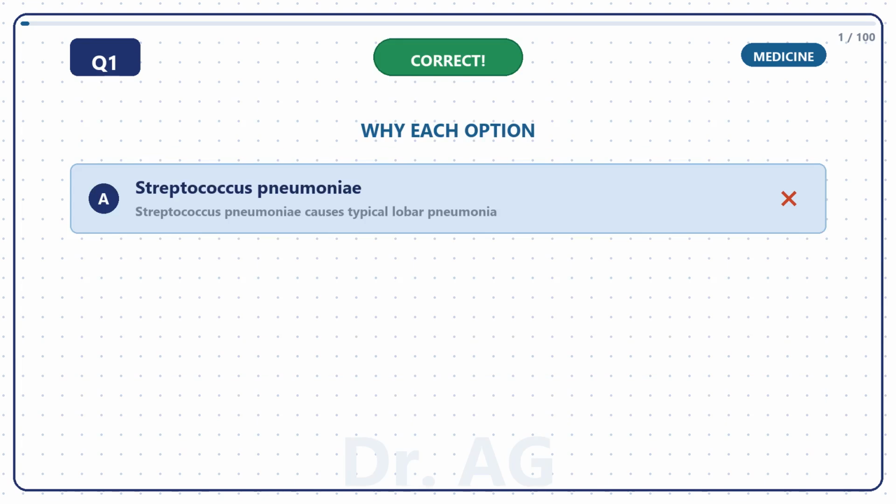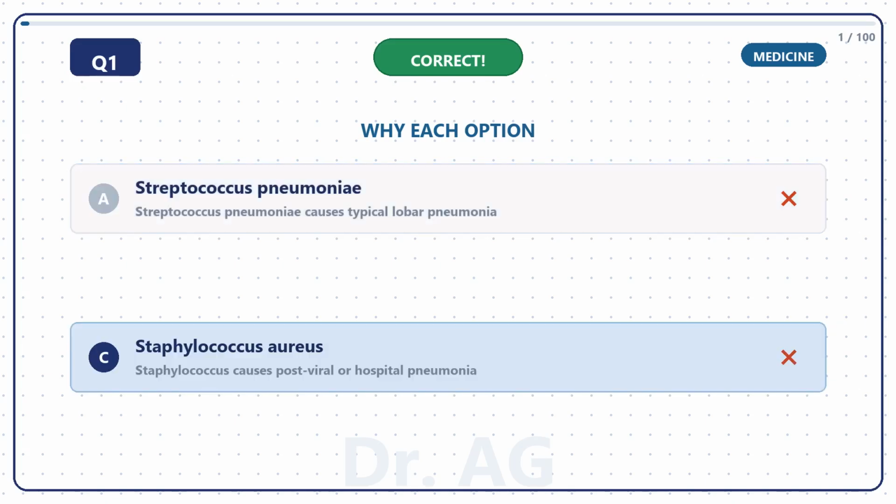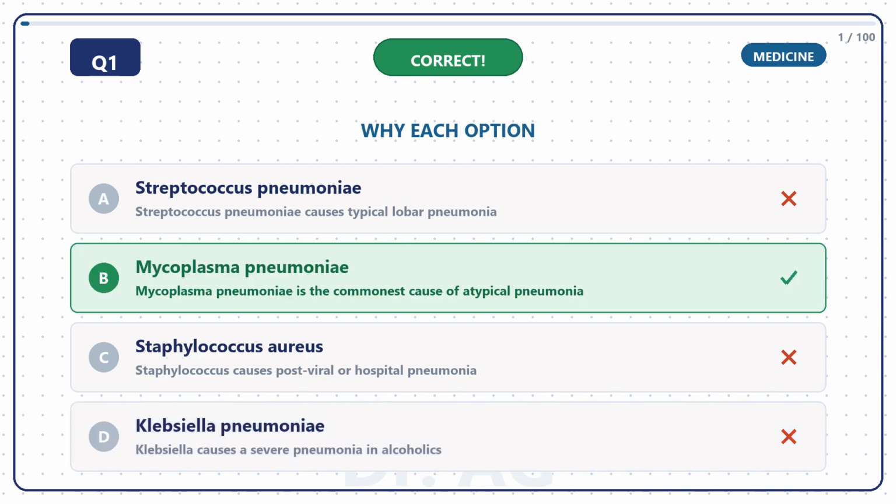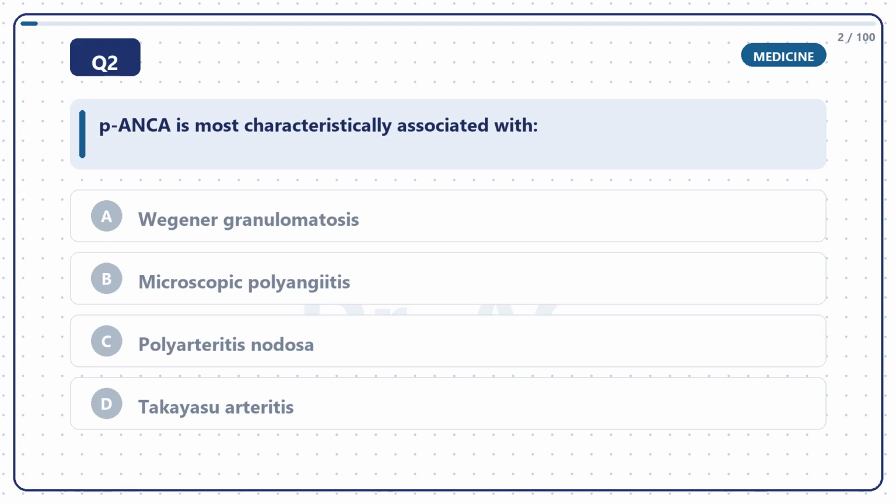Streptococcus pneumoniae. Streptococcus pneumoniae causes typical lobar pneumonia. Staphylococcus aureus. Staphylococcus causes post-viral or hospital pneumonia. Klebsiella pneumoniae. Klebsiella causes a severe pneumonia in alcoholics. And the correct answer is Mycoplasma pneumoniae. Mycoplasma pneumoniae is the commonest cause of atypical pneumonia. So, the right answer is option B. Mycoplasma pneumoniae.